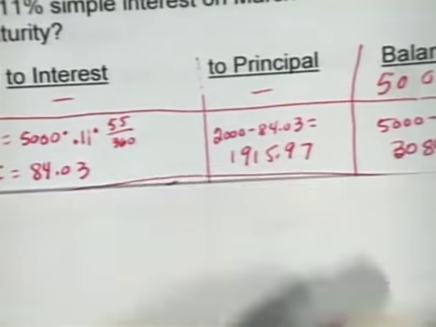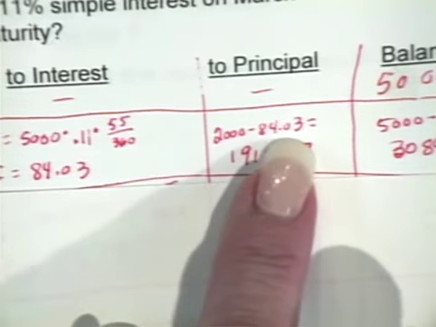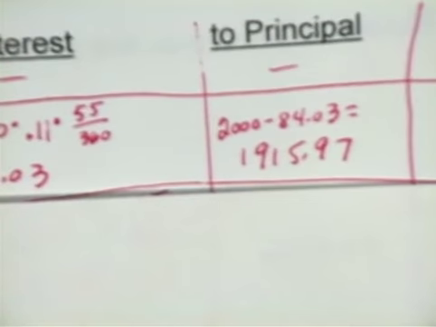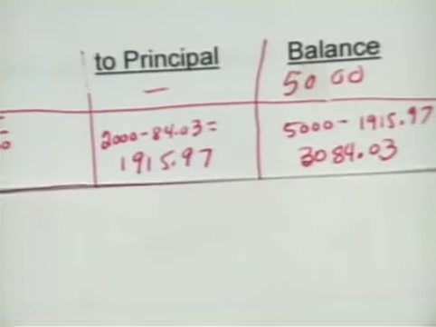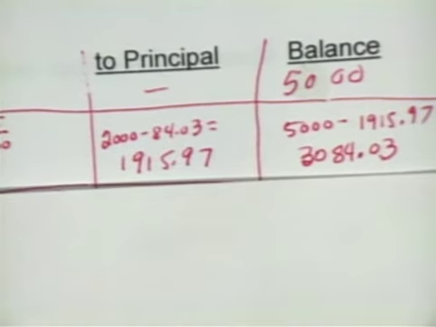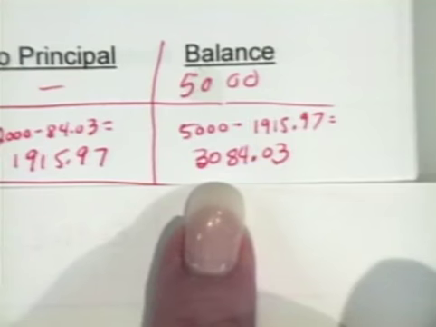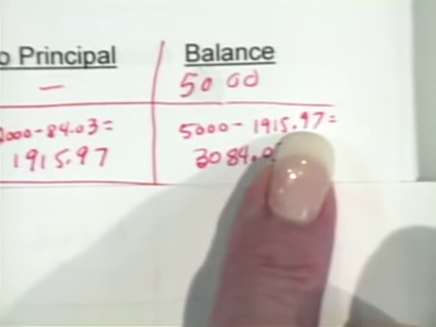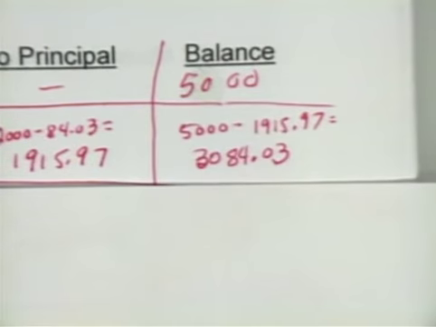How much went to principal is the $2,000 that he paid minus the amount that went to interest, $84.03. To principal is $1,915.97. What's his new balance? $3,084.03. Yes, the balance was $5,000. The amount that went to principal was $1,915.97. And his new balance is $3,084.03. Okay?